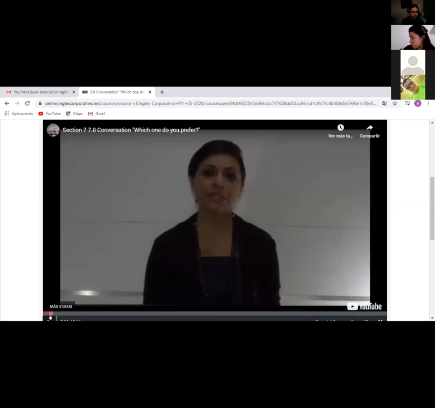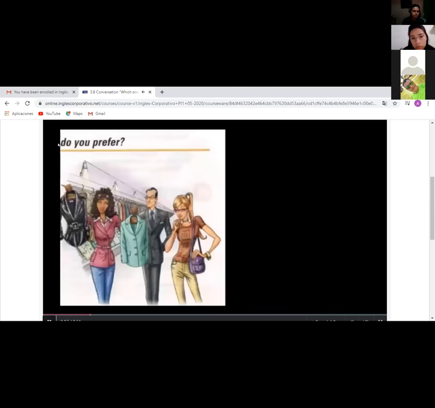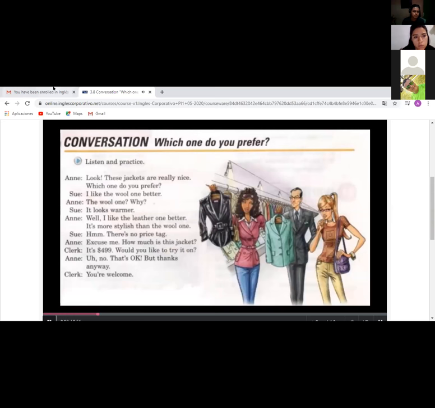Listen to a conversation and we'll be introduced to comparison with adjectives by expressing preferences. Which one do you prefer? Look, these jackets are really nice. Which one do you prefer? I like the wool one better. The wool one? Why? It looks warmer. Well, I like the leather one better. It's more stylish than the wool one. Hmm, there's no price tag. Excuse me, how much is this jacket? It's $499. Would you like to try it on? No. That's okay. But thanks anyway. You're welcome. Notice how the girls are talking about their preference.